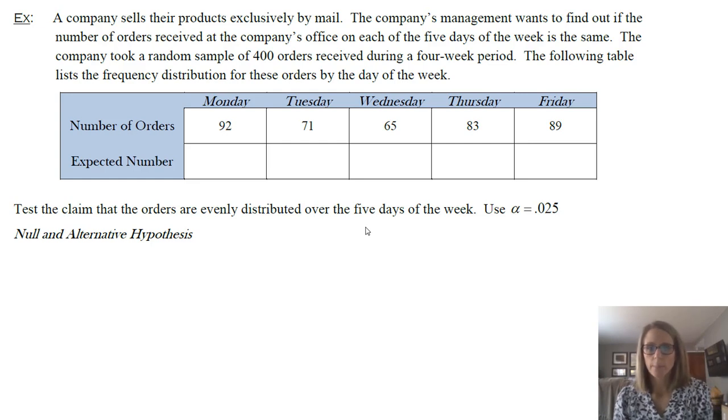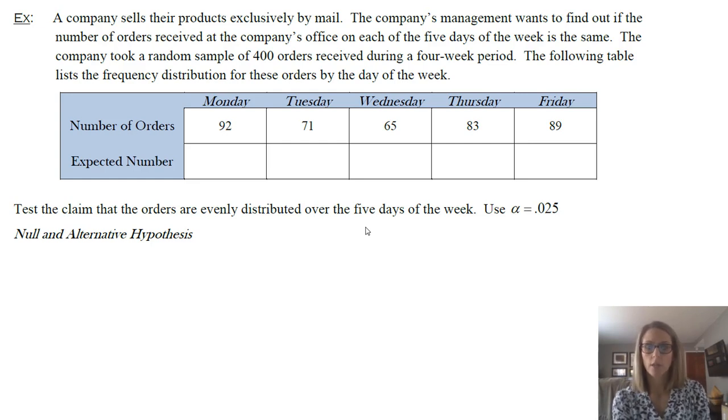And we'll do one more example. So we have a company and everything they do is by mail. They want to find out if they're getting approximately the same number of orders on each day of the week. So they take a random sample of 400 orders, just so you know, N is not always 400, but they take a random sample of 400 orders and they observe them.